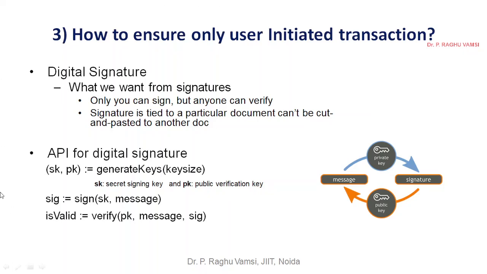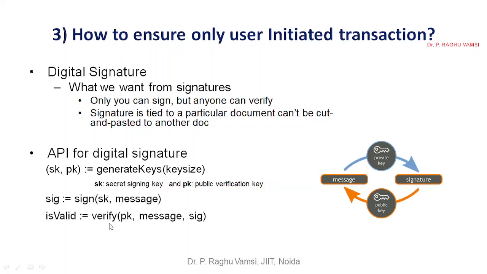The digital signature will work like this. The API for digital signature: generate keys, so a secret key and a public key will be generated. SK is the secret key and PK is the public key. Now signature is equal to sign with the secret key on the message. So this message will be encrypted using the secret key of the person who is sending the transaction.